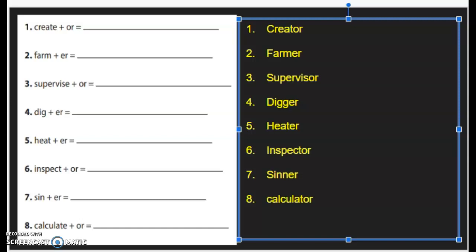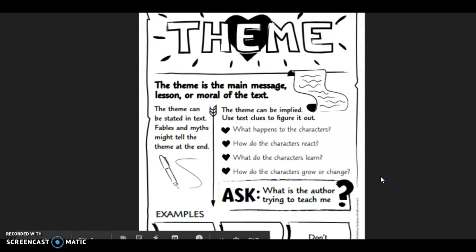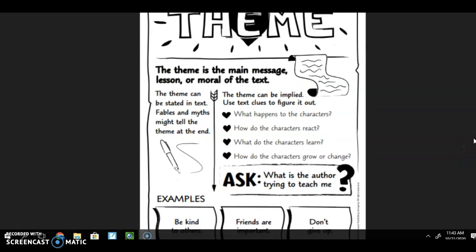Good luck! Now that we've talked a little bit about suffixes, let's move into some context and talking about theme a little bit in a story. Many stories and dramas have a theme. So let's look at the anchor chart to see what that means. The theme is the main message, lesson, or moral of the text. The theme can be stated within the text. The theme can also be implied. Implied means it's not stated, you have to use clues to figure it out.